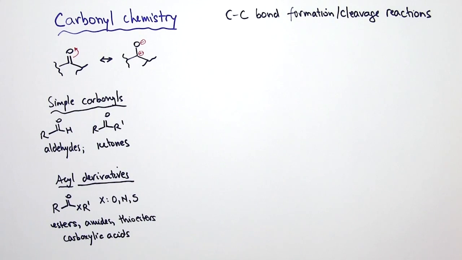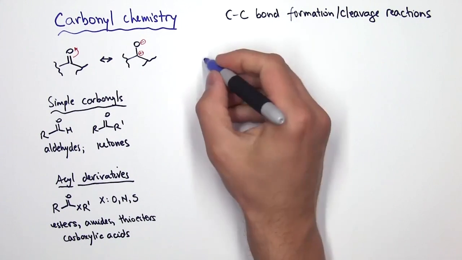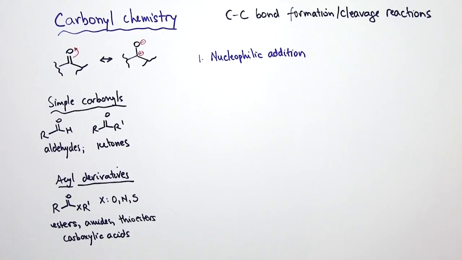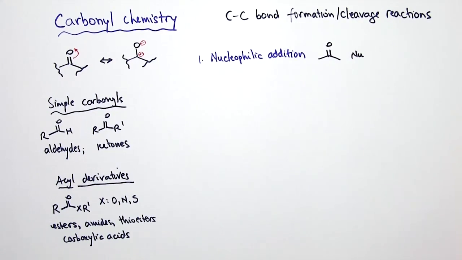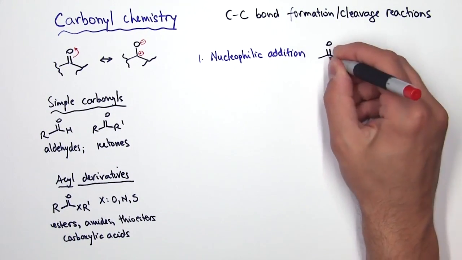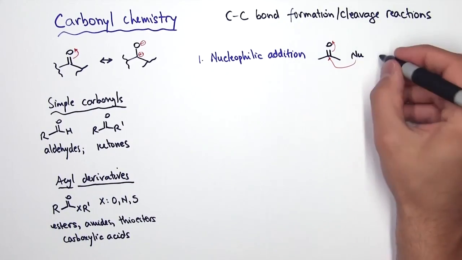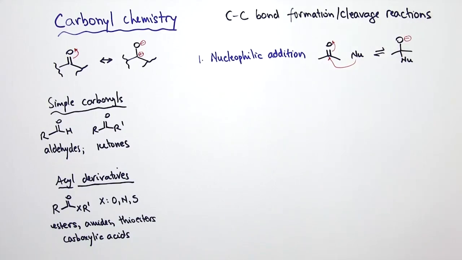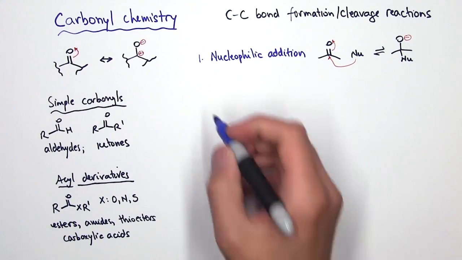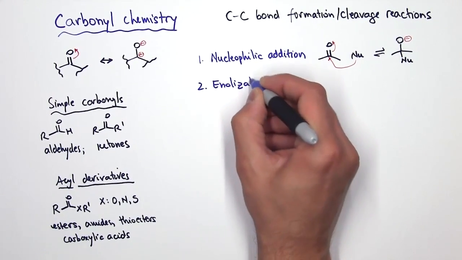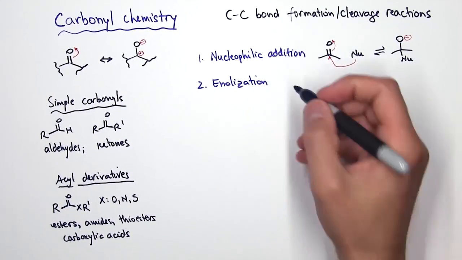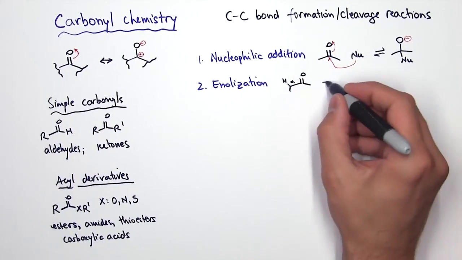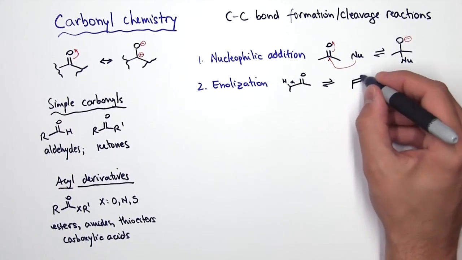Here is a summary of the reactions that we're going to be talking about. First, I'm going to be discussing nucleophilic addition. Here, a good nucleophile reacts with the carbonyl, adding to the carbon of the carbonyl and generating this tetrahedral compound. Next, we're going to be talking about enolization. This is the property of carbonyls that contain an alpha hydrogen, which can rearrange to form an enol.